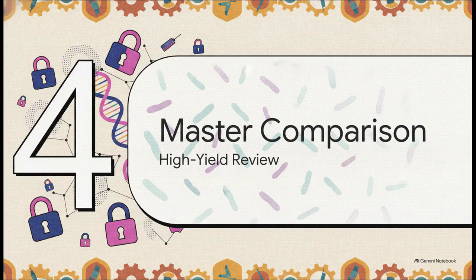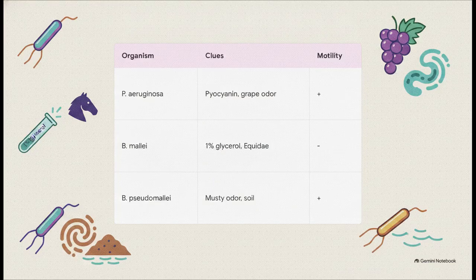We are going to lock in this high-yield data so you're totally prepared for your exams and your future clinical rotations. If you take absolutely nothing else away from this explainer, memorize this breakdown. It's your ultimate diagnostic cheat sheet. If you have a motile organism that smells like grapes and produces a blue-green pigment, you have Pseudomonas aeruginosa. If you have a completely non-motile organism that demands 1% glycerol to grow and originates from an equine reservoir, you are dealing with Burkholderia mallei. And if it's motile, smells musty, utilizes lactose, and was acquired from tropical soil or water, it's Burkholderia pseudomallei. It really is that clean and simple when you isolate the variables.